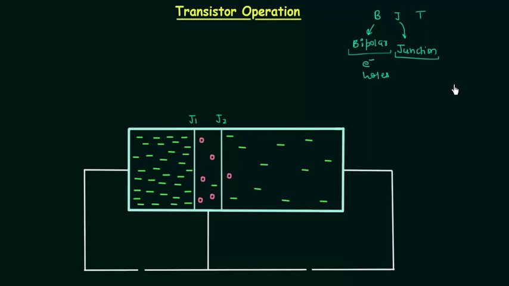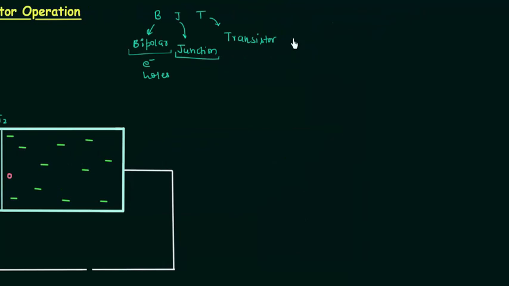Now the most important thing is the meaning of transistor. Why do we call this three-terminal device a transistor? The name transistor is coined from the words transferred resistor, in which we have trans and istor, I-S-T-O-R, and these two make the word transistor.